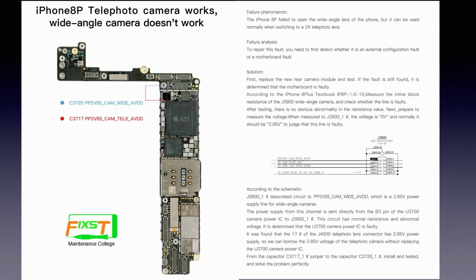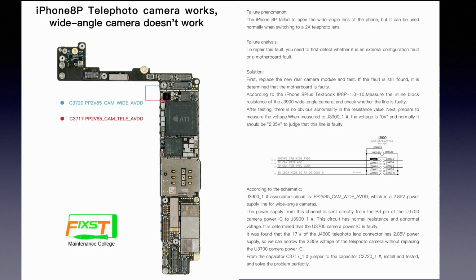And according to the schematic, we can see that the J3900 pin 1 circuit is a 2.85 volt power supply line for the wide angle camera. The power supply from this channel is sent directly from the B3 pin of the U3700 camera power IC to the J3900 pin 1. Because this circuit has a normal resistance but an abnormal voltage, it's determined that the U3700 camera power IC has some problem. Generally, we need to change a new camera power IC.